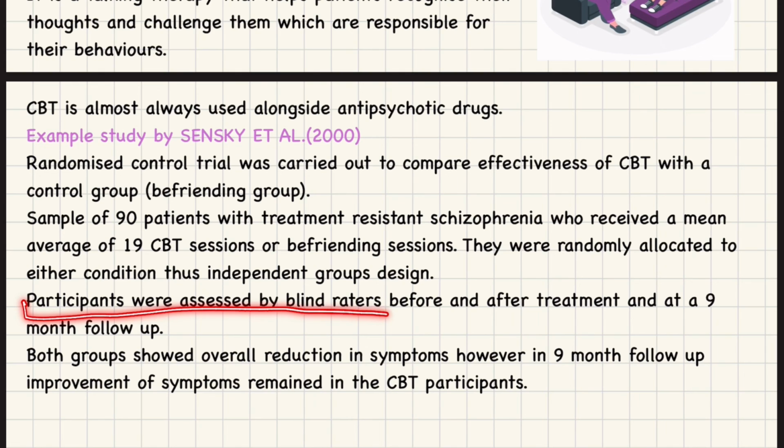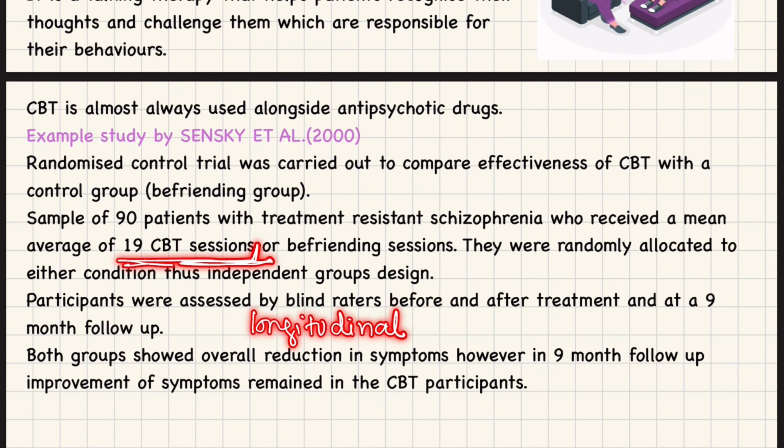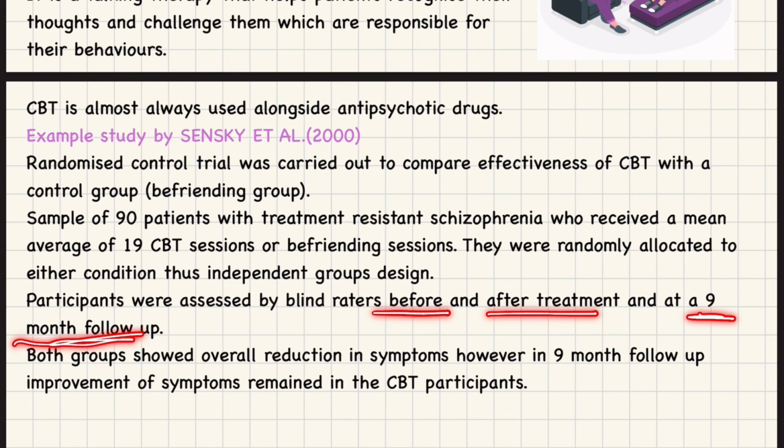Participants were assessed by blind raters before and after, and at a 9-month follow-up, so therefore it was longitudinal. It was done over a long period of time. The treatment was of 19 CBT sessions done over a period of weeks, and they were assessed before and after the treatment and at a 9-month follow-up. And these blind raters did not know if the participants belonged to the CBT group or to the befriending group, therefore reducing researcher bias or rater bias.